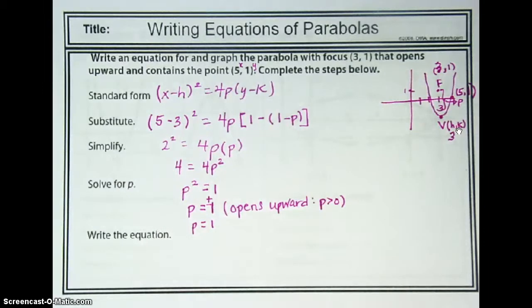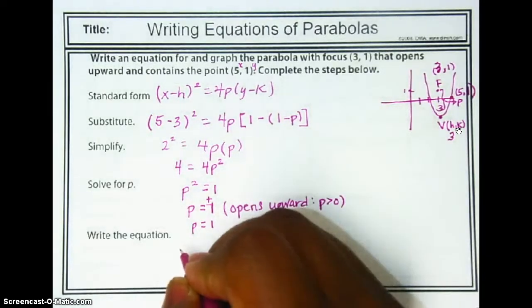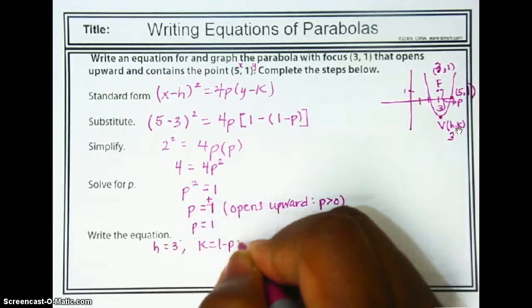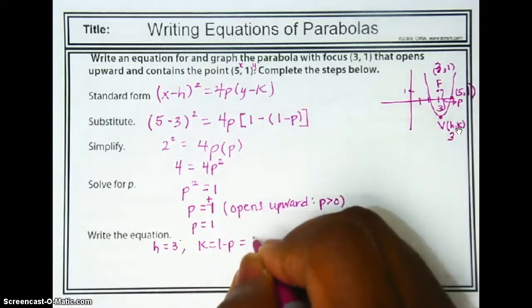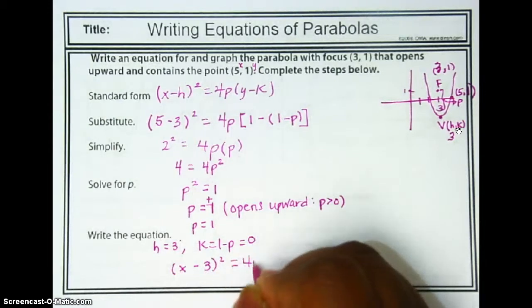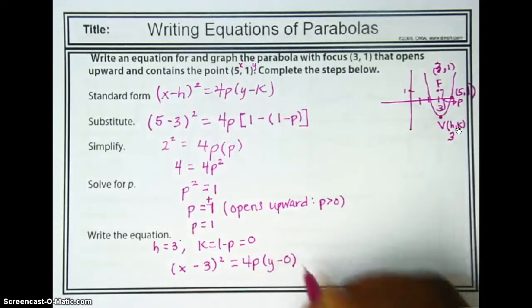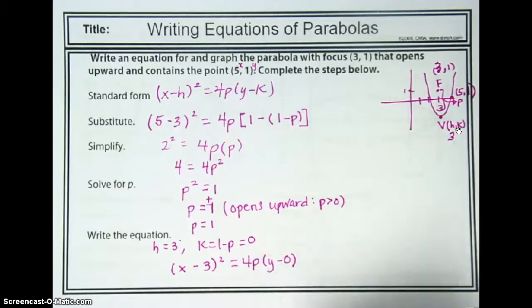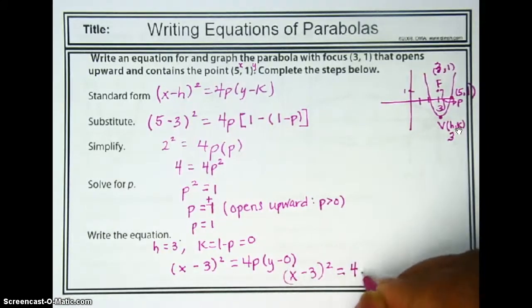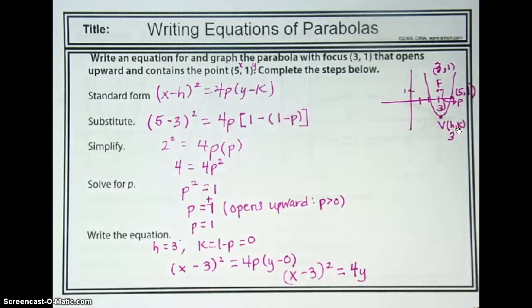Now that I know that, I'm able to write the equation in standard form using h and k. h again is 3, and k is 1 - p, but I now know that p is 1, so 1 - 1 is 0. So I can now write the equation as (x - 3)^2 = 4p(y - 0). But y - 0 is just y, and the value of p is 1. So this becomes (x - 3)^2 = 4y. So take a moment and let that sink in.